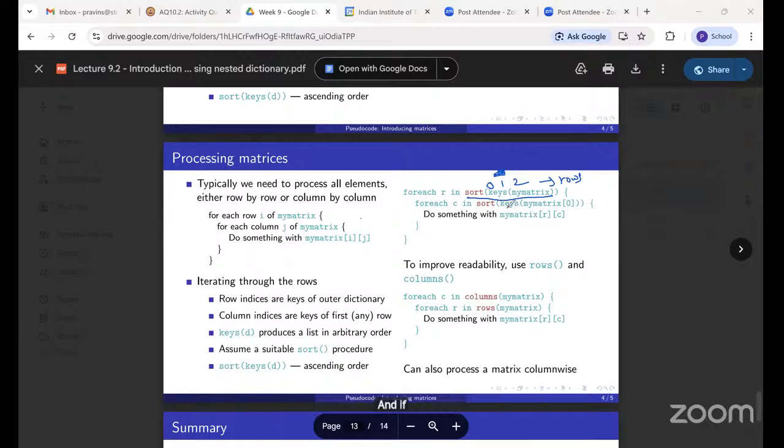And if you take the keys of matrices of 0, actually it should be length. Yeah, they are just sorting it. If I say my matrix 0, and I take the keys, and for the keys, if I take a length, this will give me the column number of the matrices.